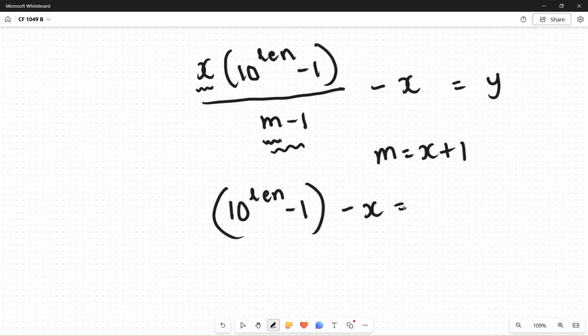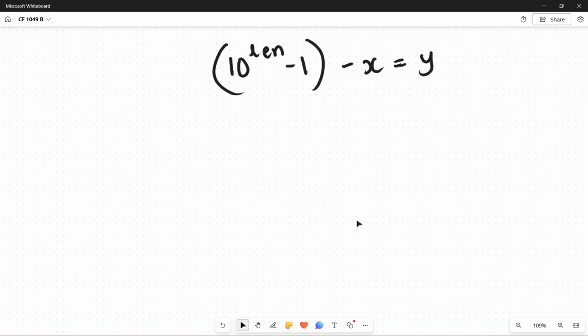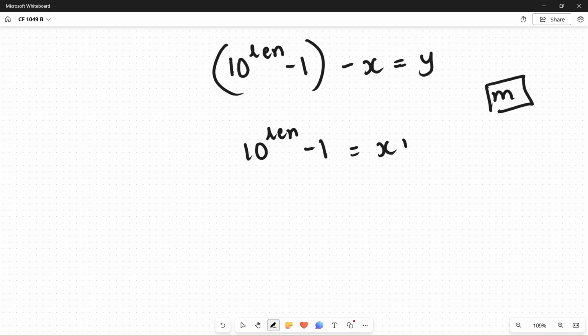X is bad. Okay, so this will be my final expression. What we have achieved is that we have eliminated the m. Now this further boils down to 10 to the power of length minus 1 is equal to x plus y. And yes, now if I vary length freely, one sure thing is that x and y are both positive numbers, so x plus y is surely greater than x.